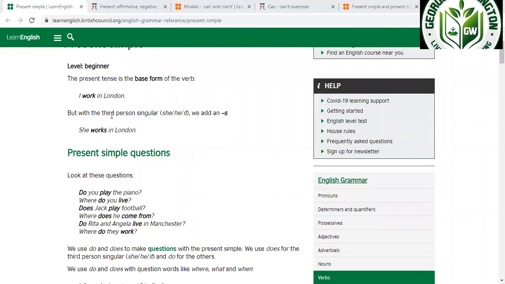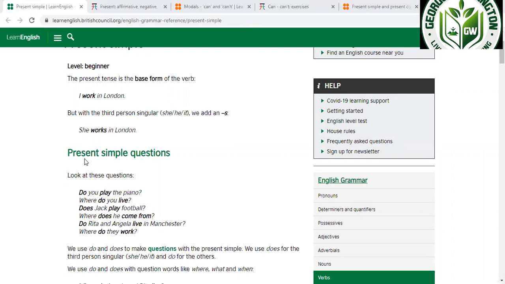But with the third person singular, he, she, and it, we add an S to the verb. Okay, so here we have a she, and then since it is the third person, we add an S to the verb. She works in London. Okay.